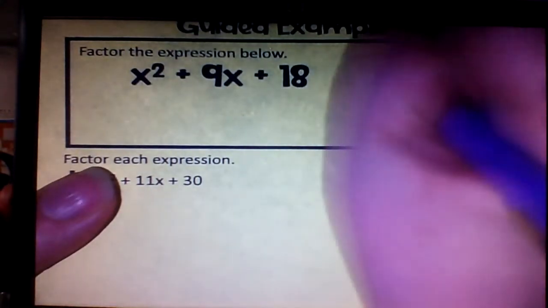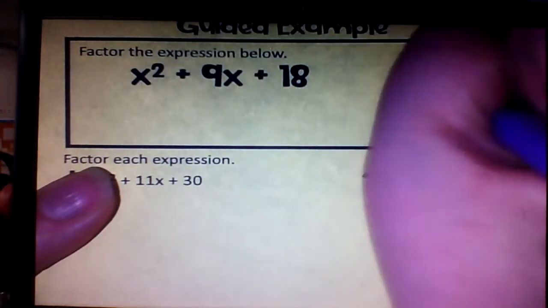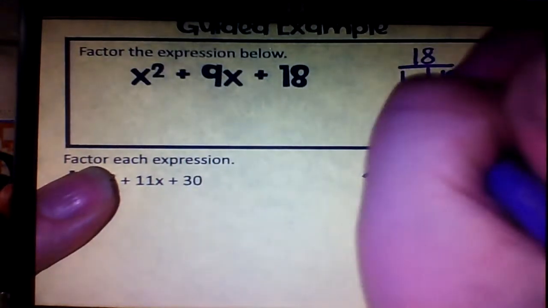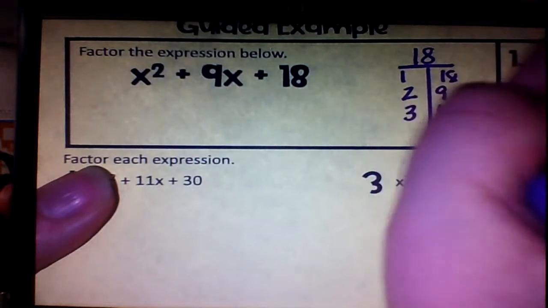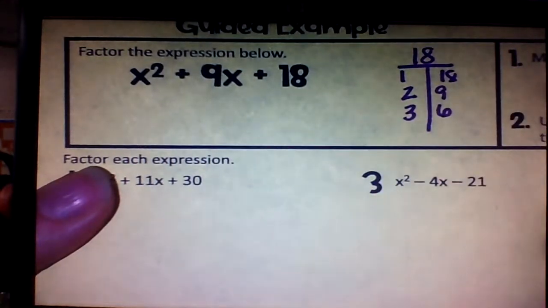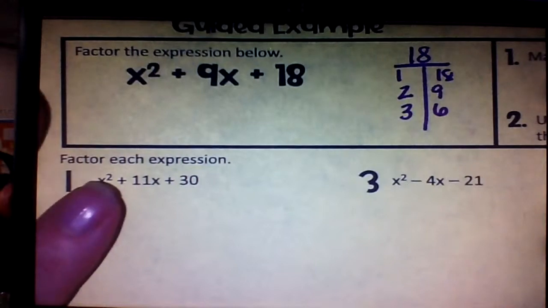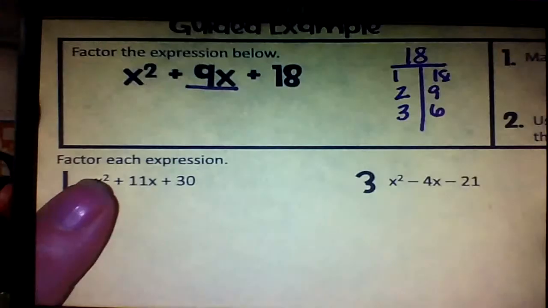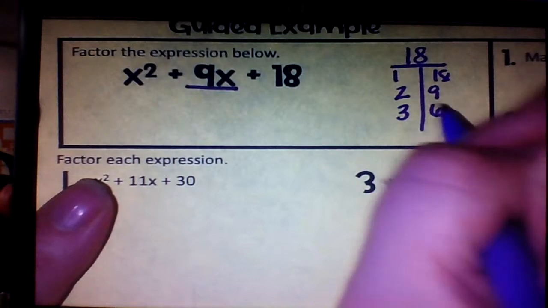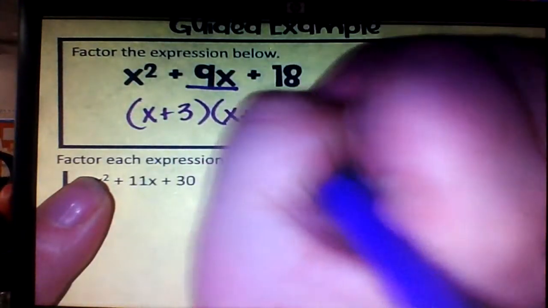So 18. 1 and 18. 2 and 9. 3 and 6. And that's it. Okay, I want these to go together to give me 9. Which ones go together to give me 9? 3 plus 6. So this is x plus 3 and x plus 6.